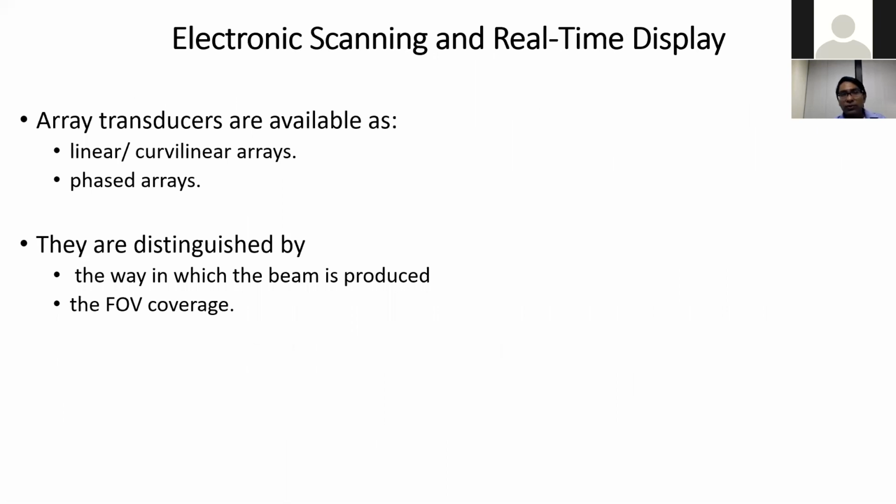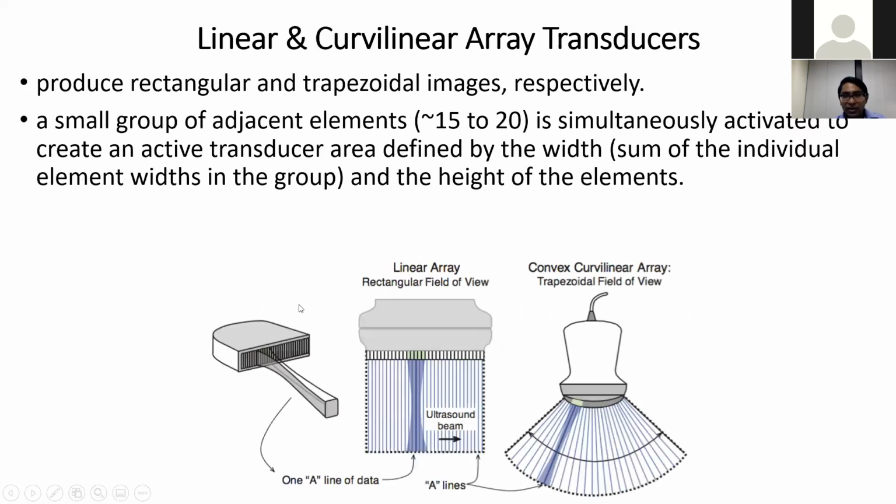So I want to quickly touch base on electronic scanning and real-time display. Currently we have 2 types of transducer available, linear or curvilinear arrays and phased array. They are distinguished by the way in which the beam is produced and what the field of view is that we cover. So here is an example of all 3.